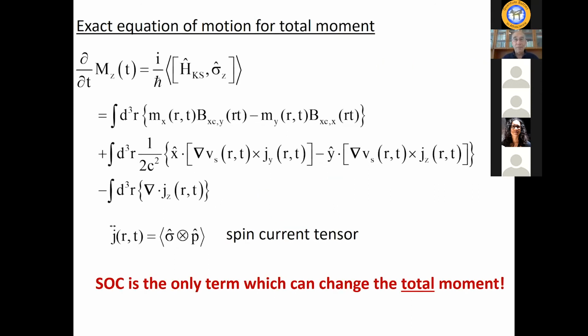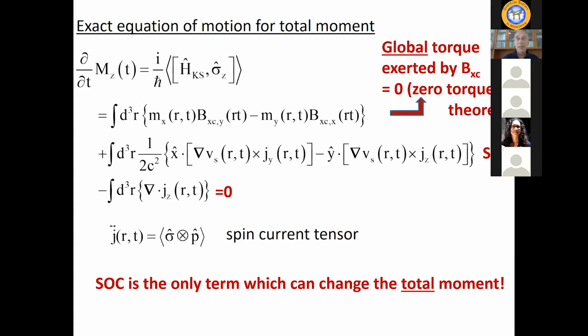And on the right-hand side, we get the integral of the spin torque. We get then the global torque exerted by the exchange correlation magnetic field. And there's a rigorous theorem, the zero torque theorem, saying that this integral has to be zero. One can prove it mathematically, but it's physically totally plausible. Exchange and correlation comes from the internal forces, from the Coulomb interaction. So the internal forces cannot exert a global torque on the whole system. So this has to be zero. It's perfectly plausible. This term is zero, it's continuity.